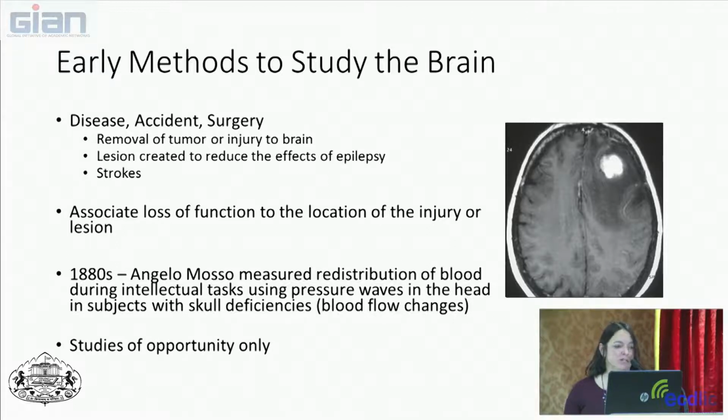A guy named Angelo Mosso actually used people who had skull deficiencies, and you could see into their brain. He noticed that when they were doing different things, the distribution of blood flow during these tasks changed, by looking at the pressure waves in the head. And this is, in fact, now the basis of functional MRI, understanding where these blood flow changes occur in reference to different functional tasks that people do. So this was an interesting thing, but of course he had to wait for somebody with a skull deficiency to come along before he could study that. So these types of studies were indeed studies of opportunity only.